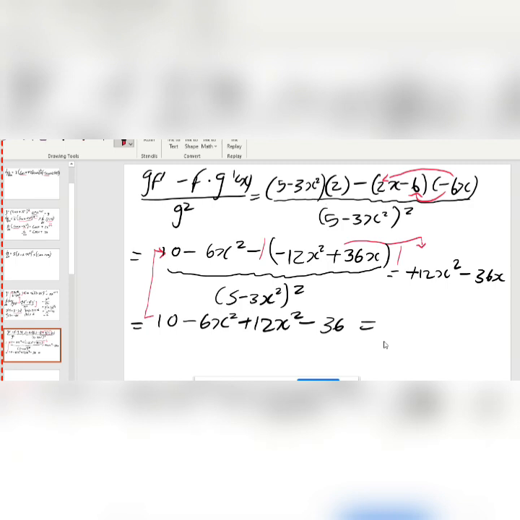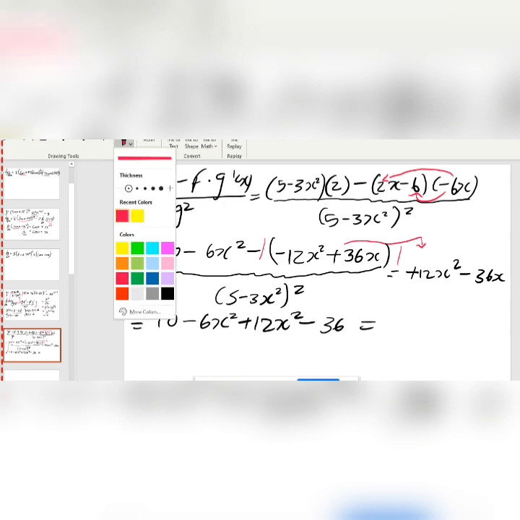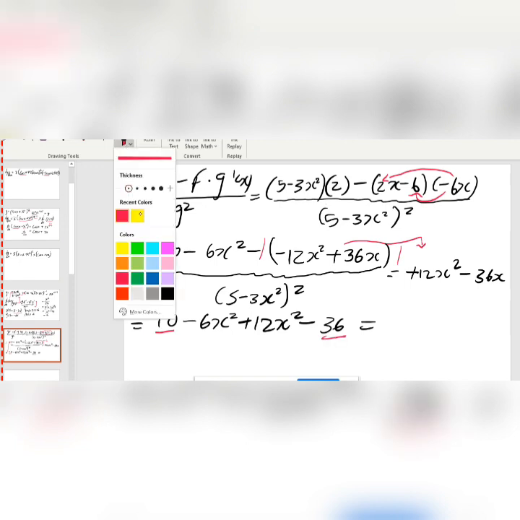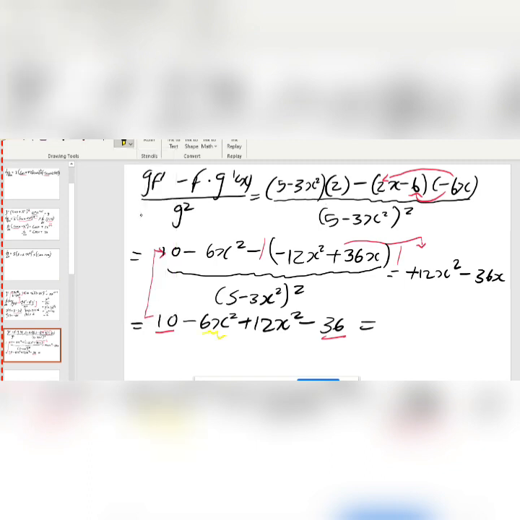So you're gonna go and group the like terms, guys. Go and group the like terms. You've got 10, then you've got 36, then, let me use a different color, you've got this one and this one. See, the like terms. Remember, if you've got like terms, you just add or subtract the like terms.